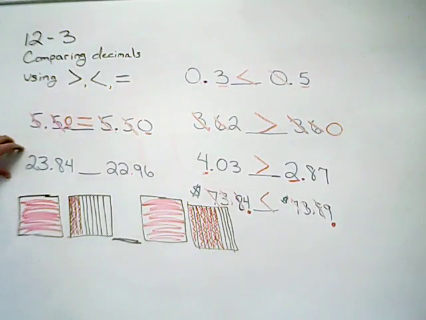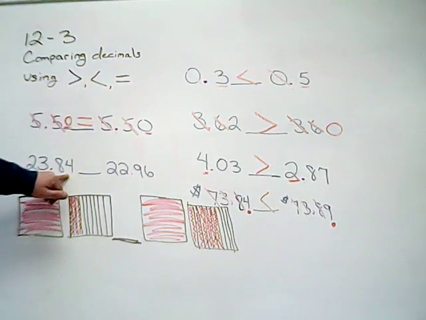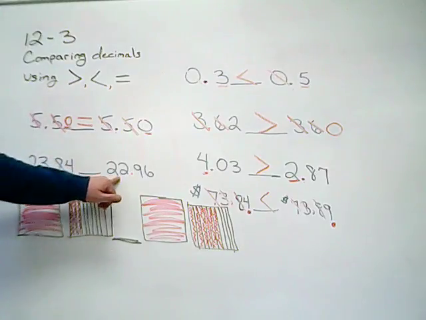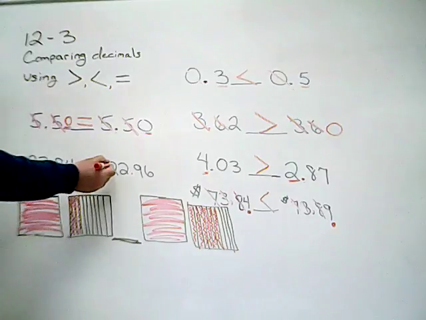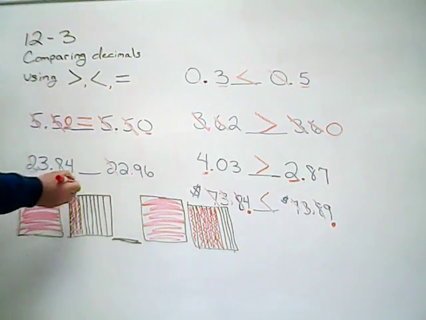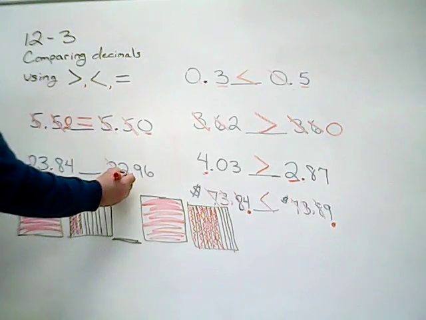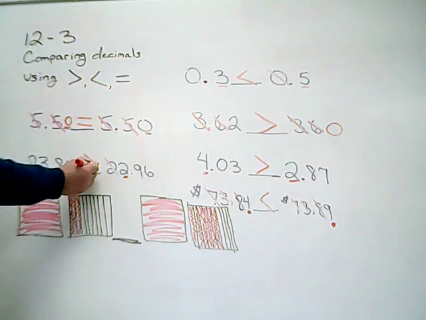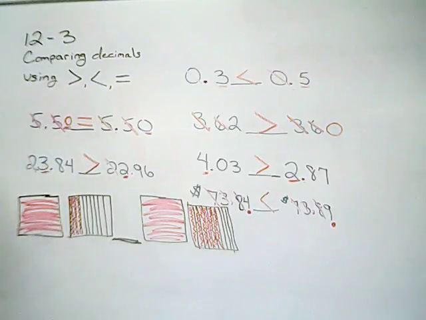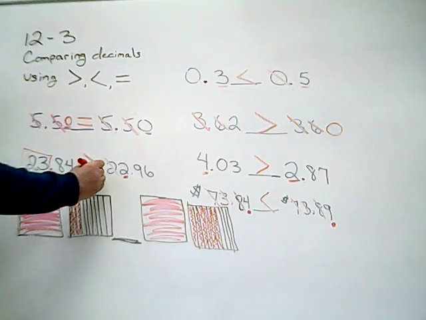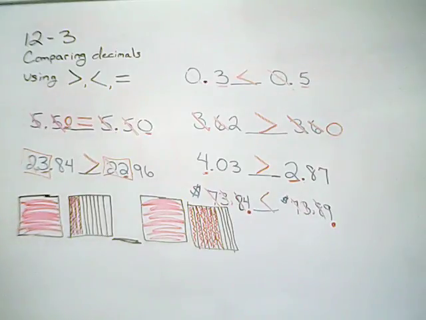And then finally, my last one using digits, 23 and 84/100 is greater than, less than, or equal to 22 and 96/100. 2 in my tens, 2 in my tens, 3 in my ones, 2 in my ones. I know 3 is greater than 2. I don't even need to compare my decimals. The whole number 23 is greater than the whole number 22. So that's how to compare decimals using digits.